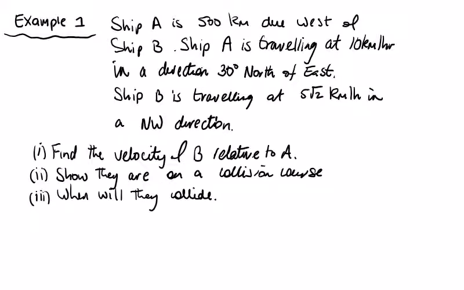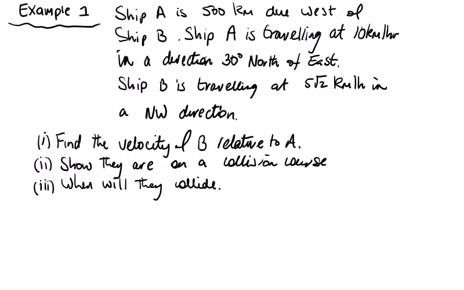The first example, we're going to say ship A is 500 kilometers due west of ship B. And ship A is traveling at 10 kilometers an hour in the direction 30 degrees north of east. So let's just do a little sketch here. We'll always put one of them at the origin. So ship A is west of B, so A and B.